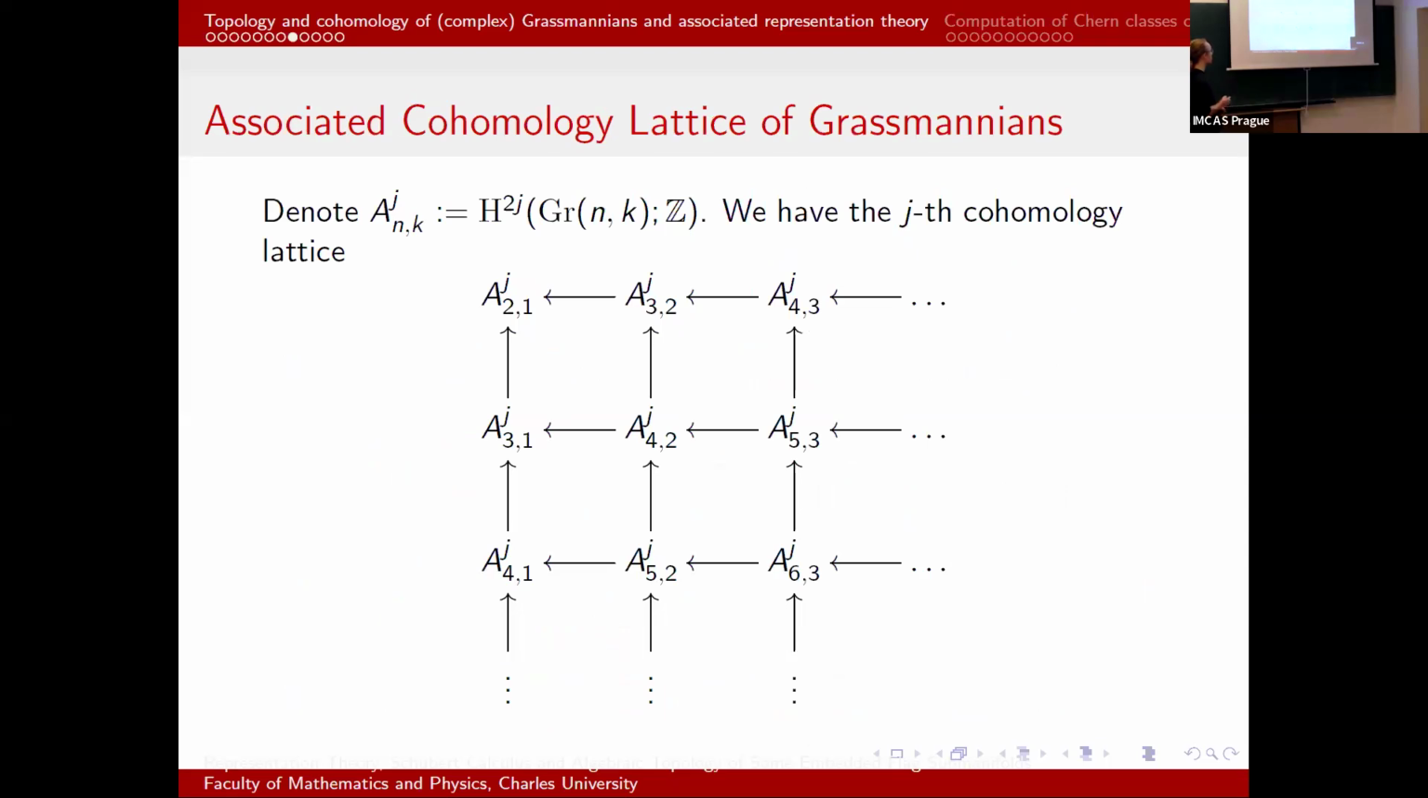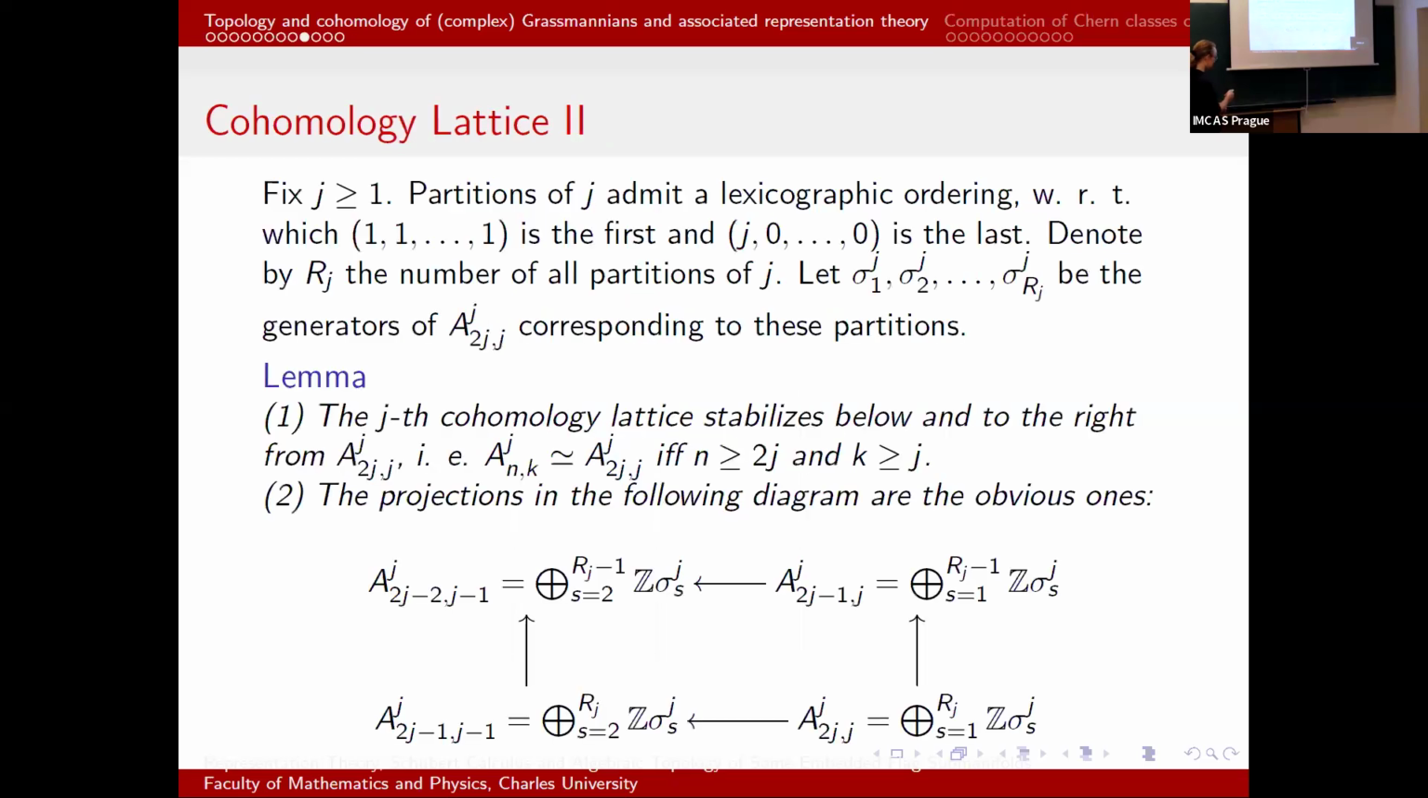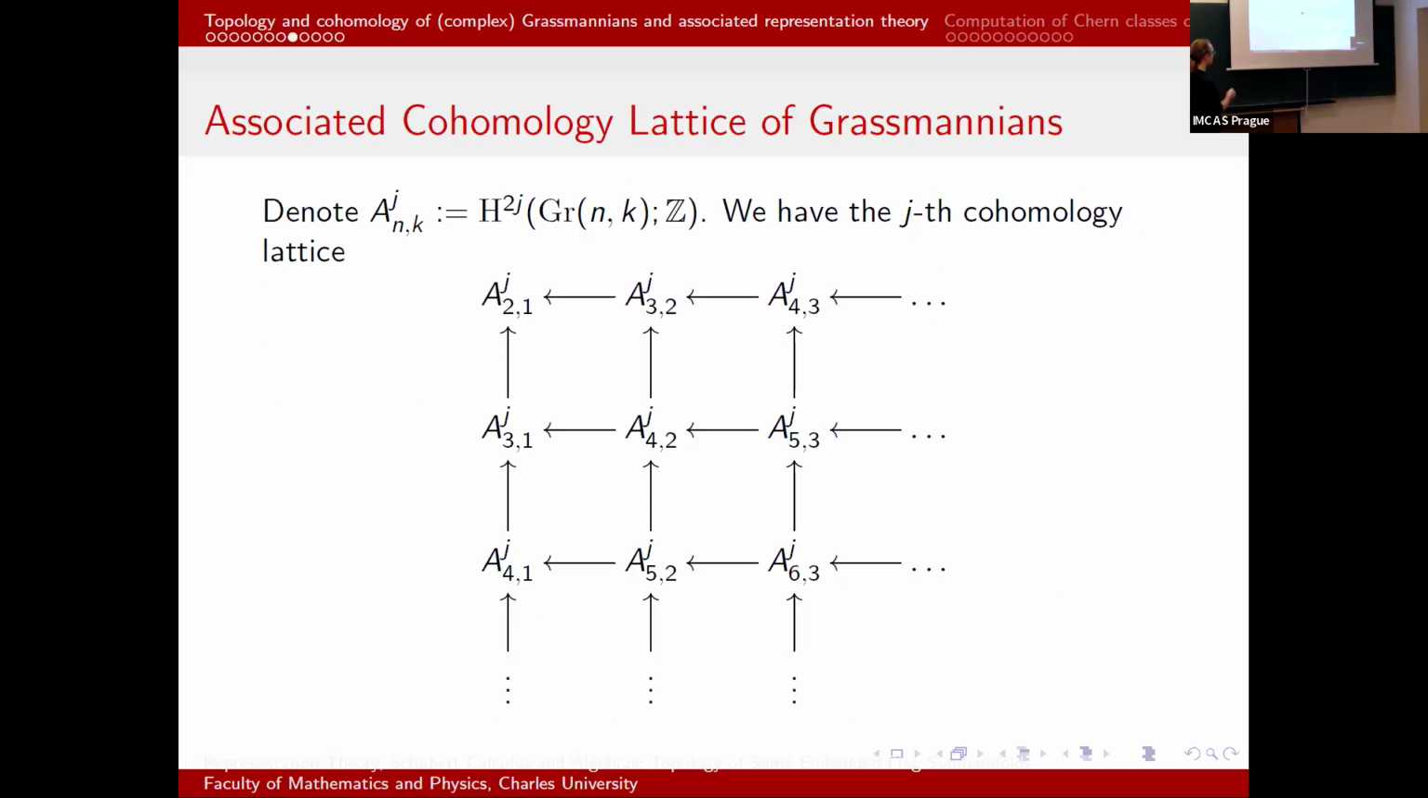Okay, so for each J, to the Grassmannian lattice we can associate the cohomology lattice with integer coefficients. For brevity, we shall denote the 2J cohomology of GR and K as A, J, and K. And of course, these vertical maps are the maps alpha and K in cohomology, and the horizontal maps are the eta and K in cohomology.